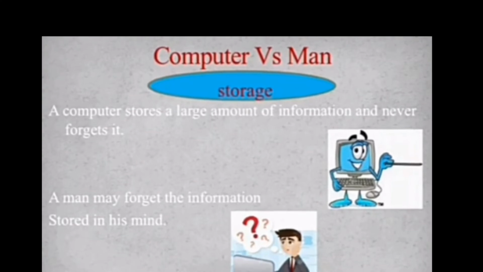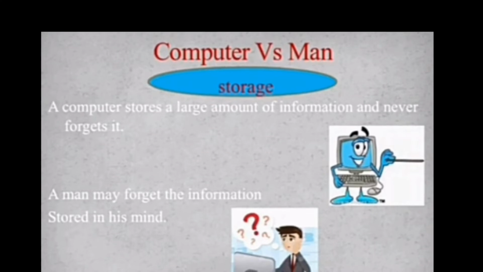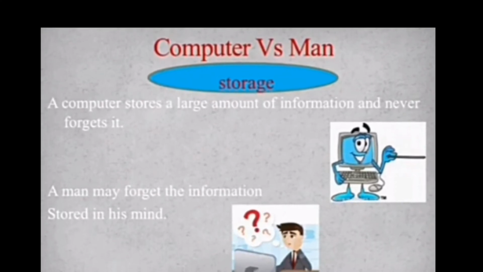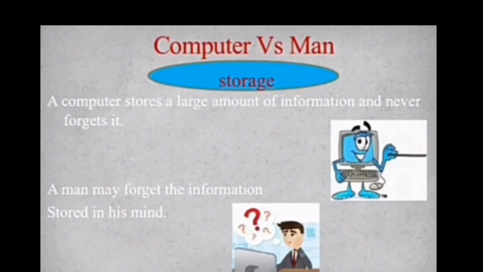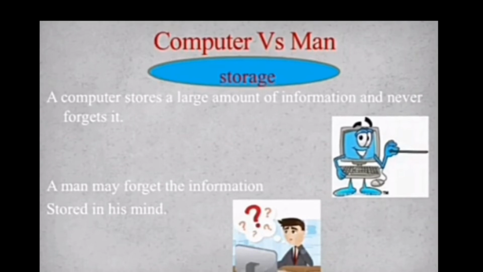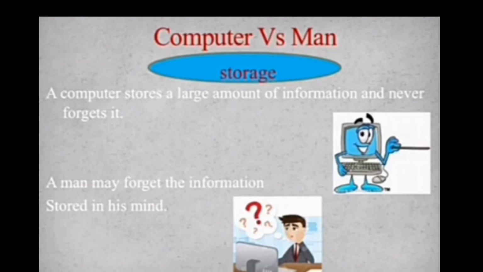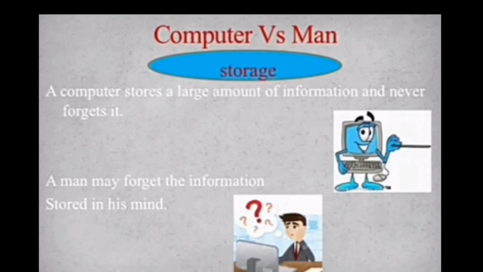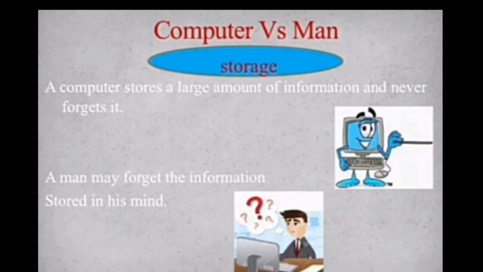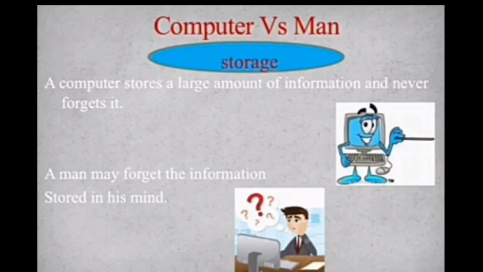First point is storage. A computer stores a large amount of information and never forgets it. A man may forget the information stored in his mind. Sometimes we forget where we have kept our things. Like we keep a thing somewhere and then we forget it. But a computer never forgets the information stored in it.